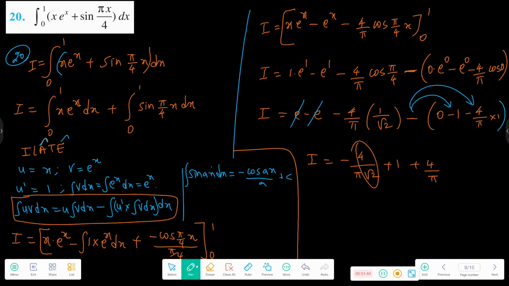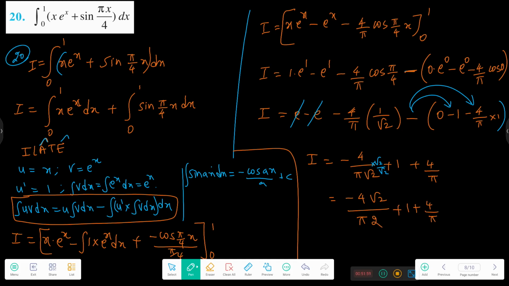Okay, this one we can try to simplify. If you take the conjugate, root 2 divided by root 2, what am I getting? Minus 4 root 2 divided by pi into root 2 into root 2, which is 2, plus 1 plus 4 divided by pi. So that you can cancel one time, two time. So plus, you write first this one: 1 plus 4 divided by pi minus 2 root 2 divided by pi. That's it, you can stop your answer. I hope this is correct. Correct.